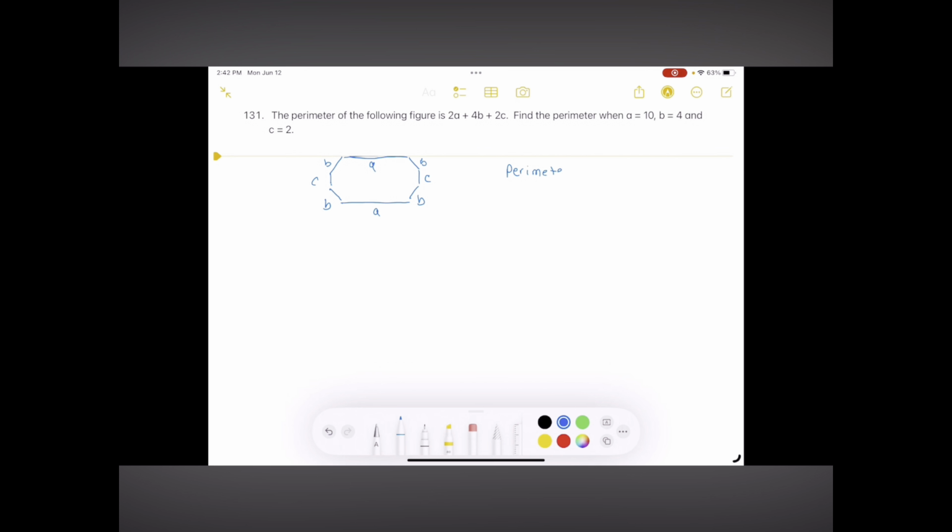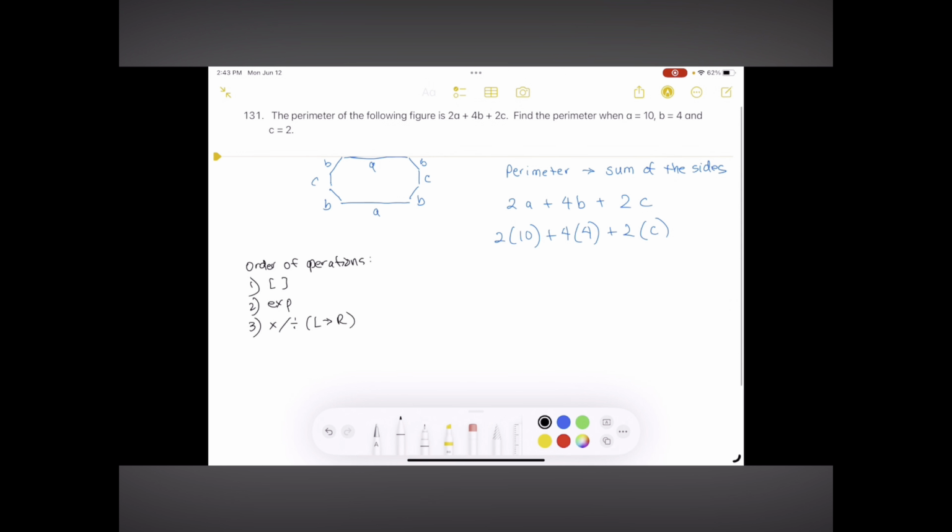So perimeter equals the sum of the sides. We copy down the equation, 2a plus 4b plus 2c, and we substitute the values given for the variables. So we have a equals 10, b equals 4, and c equals 2. I write down order of operations to the side to use as a reference. So first brackets, then exponents, then multiplication, division, and then addition, subtraction.